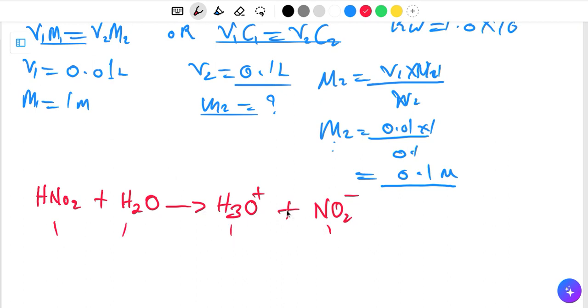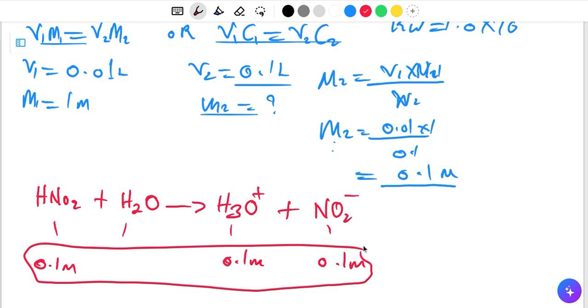Actually this question is supposed to have 2 ICE tables, but I'm just going to draw one to make things very easy for you. If nitrous acid has 0.1 molarity, then the products are each going to have 0.1 molarity. This is for the first table, where they are going to be equal to each other.